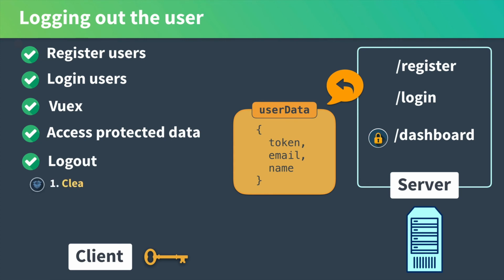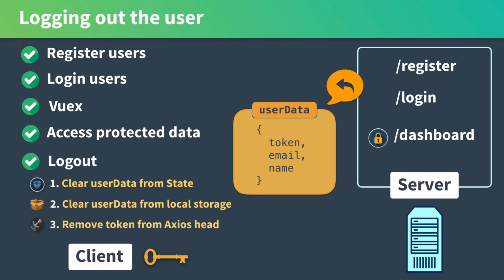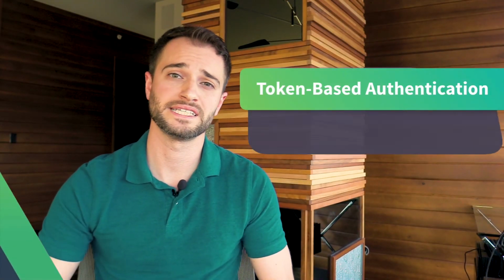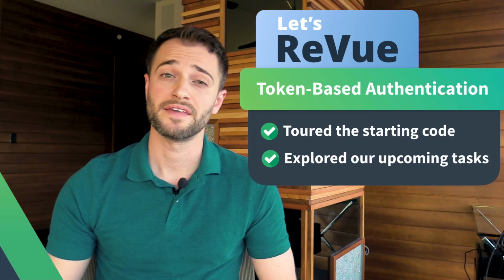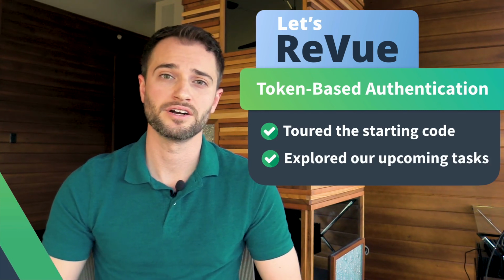So first, we will clear the user data from the state, clear it from the local storage, and then remove the token from the Axios header. Great! Now we have toured the starting code and understand the steps that we'll take to implement authentication. In the next lesson, we will start registering our users. See you there.